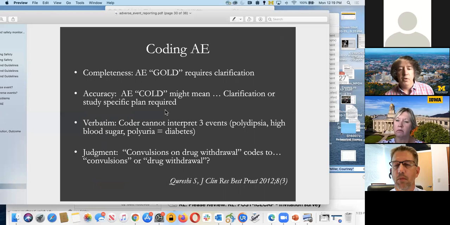So one thing, the people who are doing the coding, or the coding computer, cannot interpret three events the way a clinician might say, oh look, they had polydipsia, high blood sugar, and polyuria. So that means diabetes. Potentially, if diabetes was something that the drug caused the patient to have, rolling that all up into "this drug caused this person to have diabetes" is a very reasonable way of approaching that.